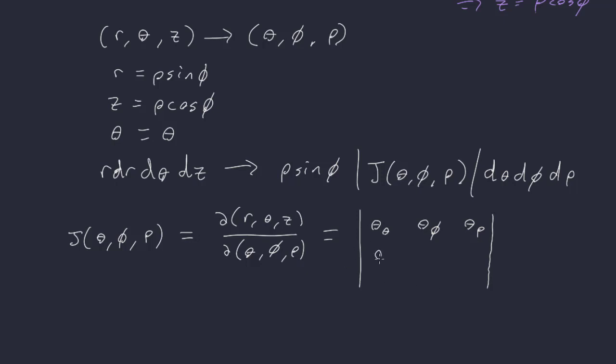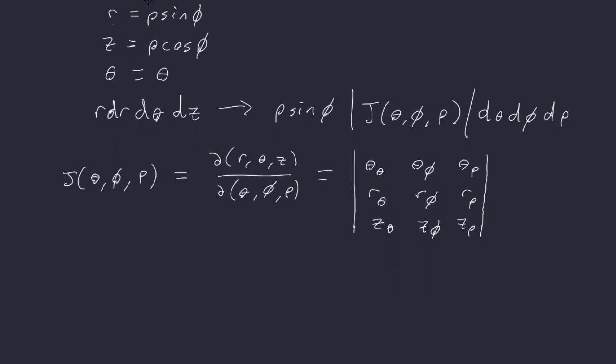Then I'll do phi with respect to theta. Sorry, wrong one. It should be r with respect to theta, r with respect to phi, and r with respect to rho, and then we'll do z with respect to theta, z with respect to phi, and z with respect to rho. Okay, so let me move this down so we still have our transformation up here.